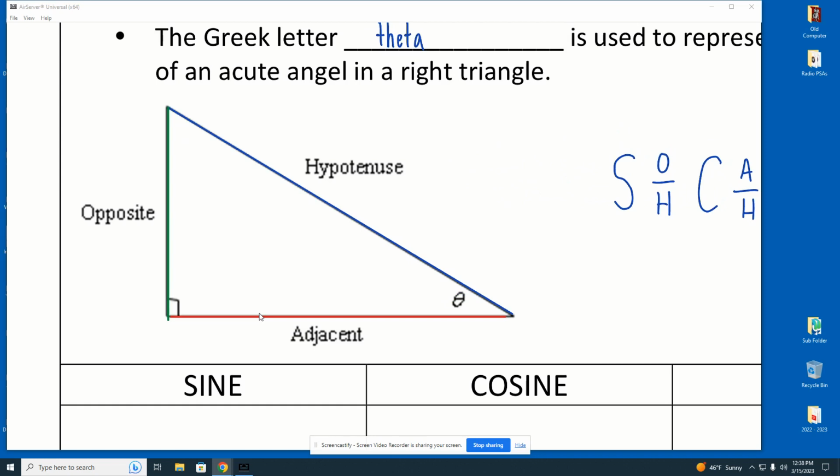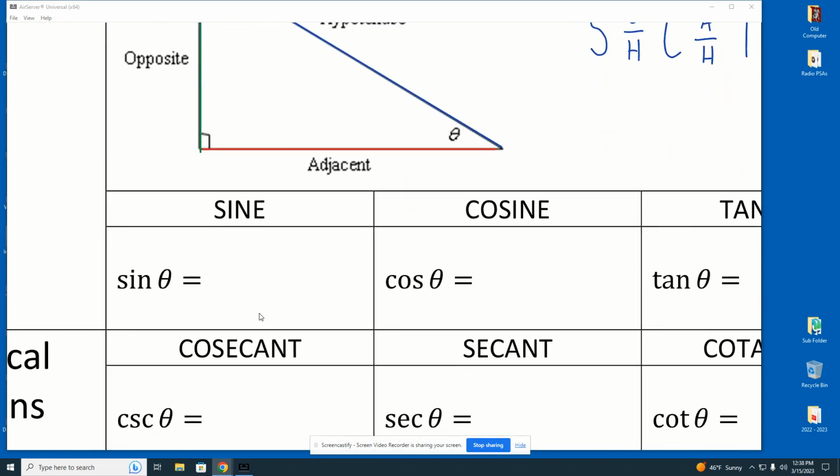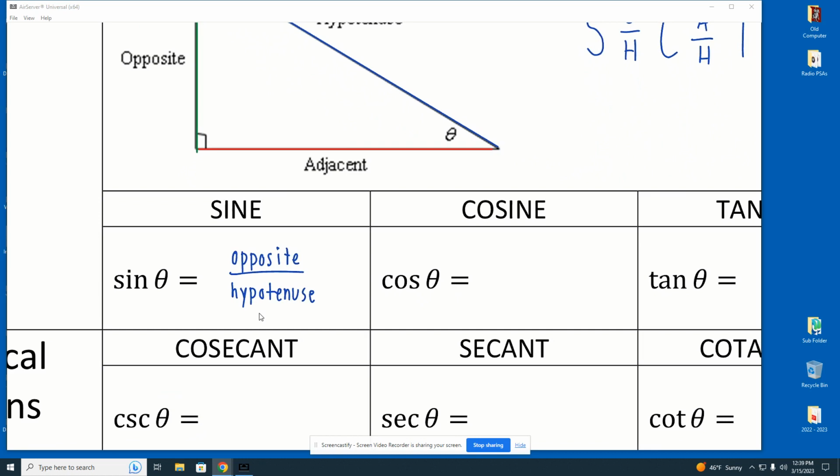Okay? Now, sine is opposite over hypotenuse. Opposite over hypotenuse. So, pause. Ka. Adjacent over hypotenuse.